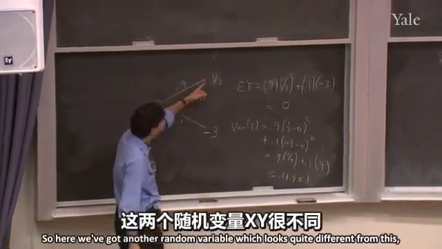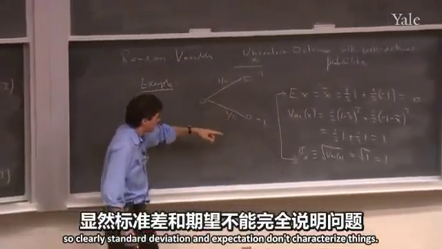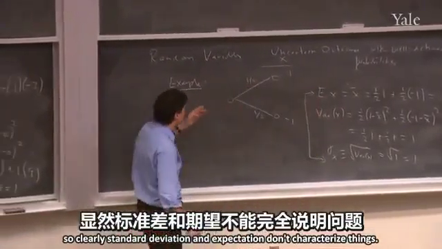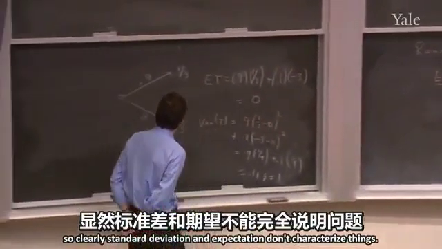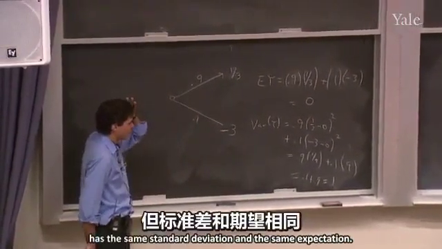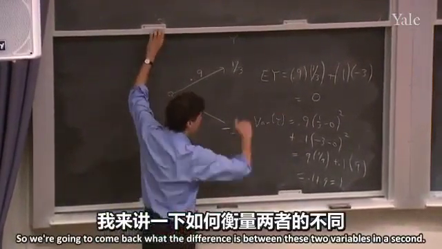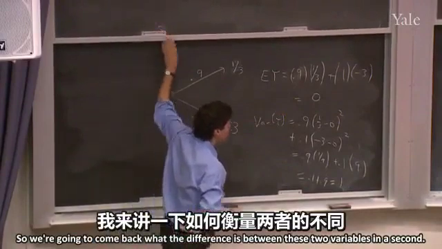So here we've got another random variable, which looks quite different from this. So clearly, standard deviation and expectation don't characterize things. This looks quite different from that one, but has the same standard deviation and the same expectation. Okay, so we're going to come back to what the difference is between these two variables in a second.